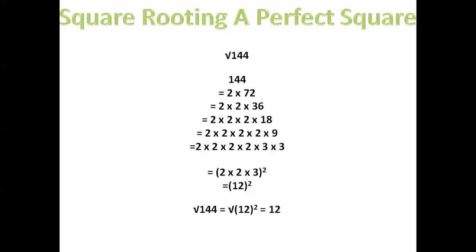So now we are square rooting 144, which is equal to the square root of 12 squared. And we know that the square root sign cancels out the power of 2. So we get the answer of 12.